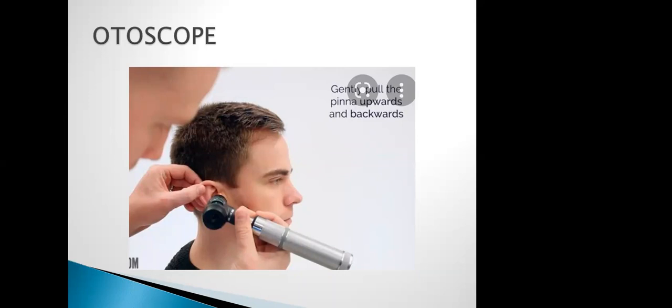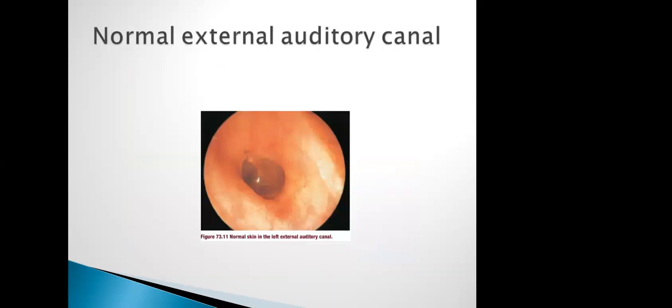On examination through an otoscope, we'll see the normal external auditory canal like this, and the tympanic membrane is visualized with a normal cone of light, handle of malleus, umbo, and lateral process. You can see the round window niche and the eustachian tube orifice. This is the normal appearance.